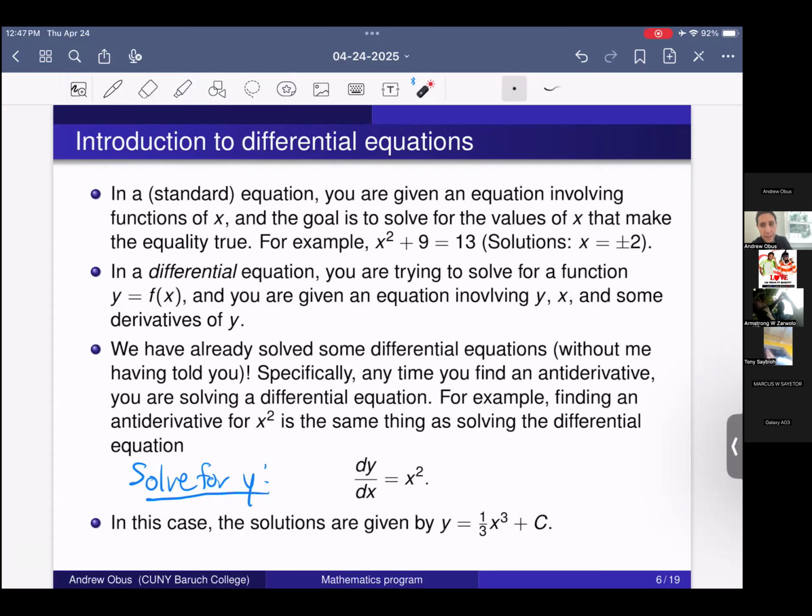Anytime you're trying to find an antiderivative, this is what you have. If you want an antiderivative of x squared, you're solving dy/dx equals x squared. If you want an antiderivative of cosine of x, you solve dy/dx equals cosine of x, and so on. So anytime you're finding an antiderivative, you're solving a particular type of differential equation. Okay, any questions on this?